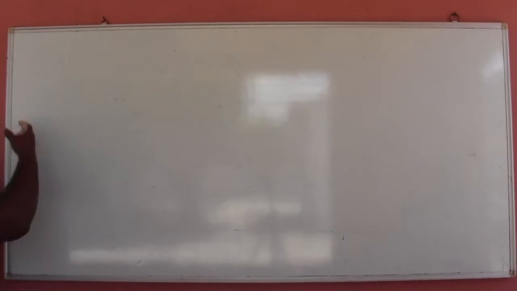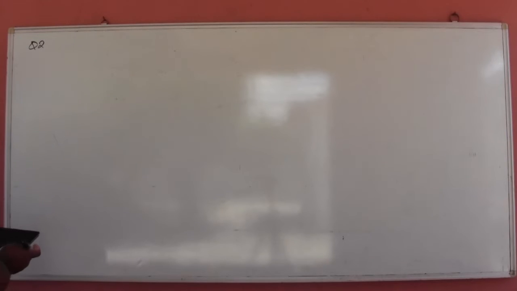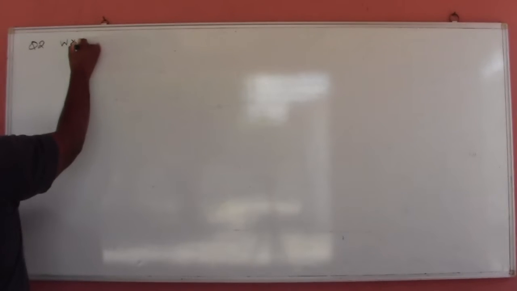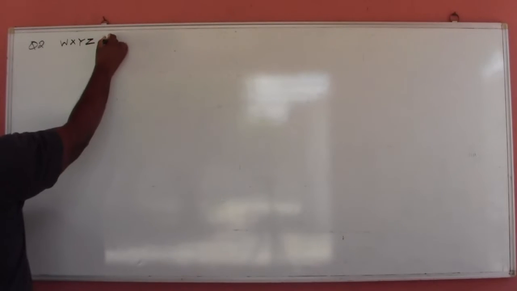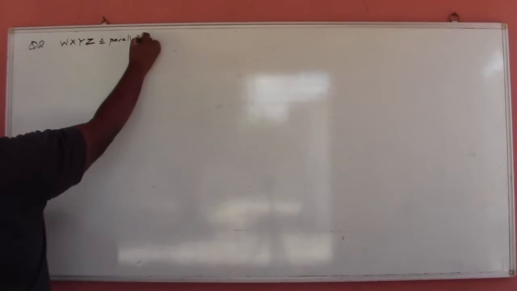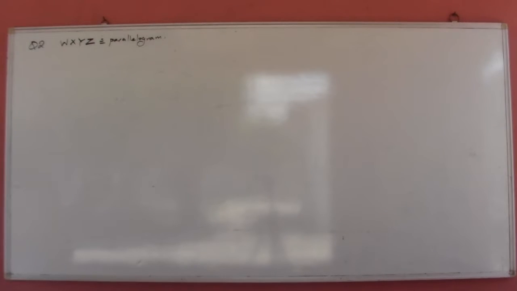Alright, vector homework question number 2. So we're looking at the vector homework and we're doing question number 2. It says WXYZ is a parallelogram. And we know that a parallelogram is a quadrilateral in which opposite sides are equal and parallel.